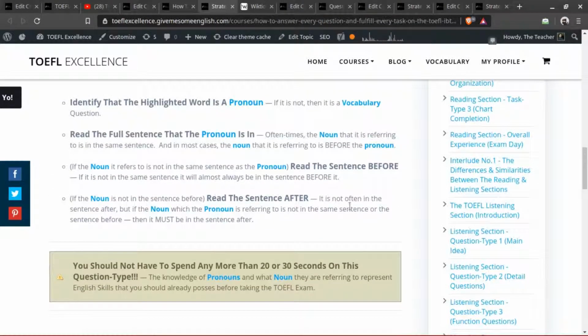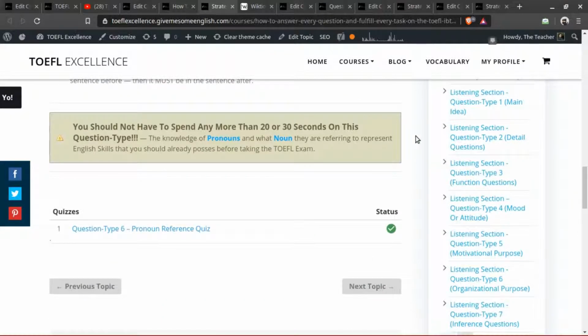That's why this one is super quick. You read the sentence that the pronoun is in, and you almost always have your word. If you don't have it then, you go to the sentence before, you read that one, and you'll have your answer. You should be able to do this question type in less than 20 or 30 seconds, and that's actually a long time for this particular question type. And as you go through the exam, especially when you get to the speaking section, you'll realize just how long 10, 20, or 30 seconds actually is. It's actually a really long time. So let's go through some of the questions here.